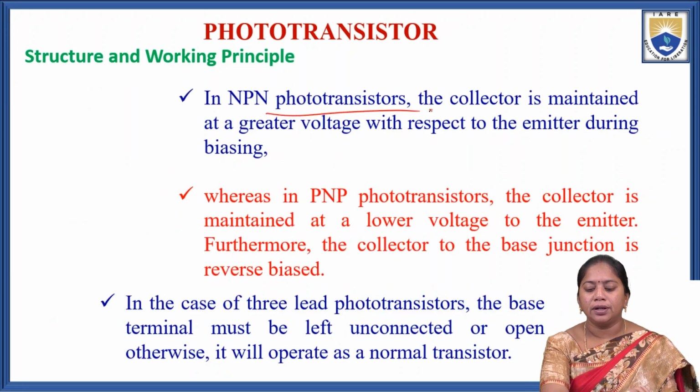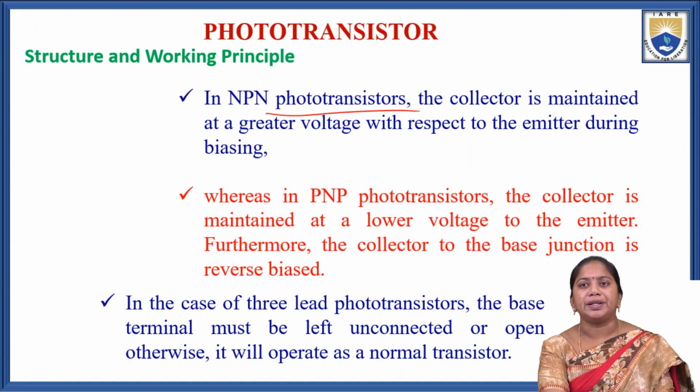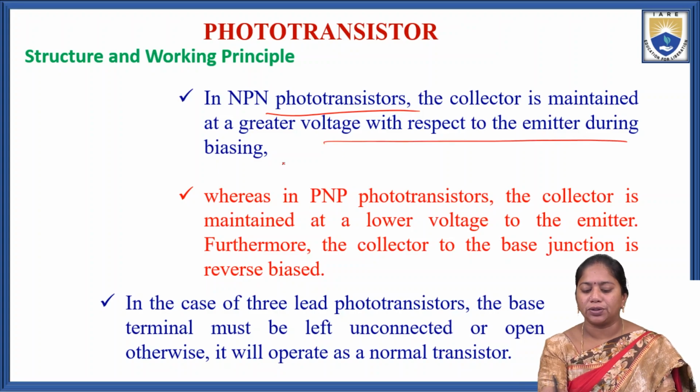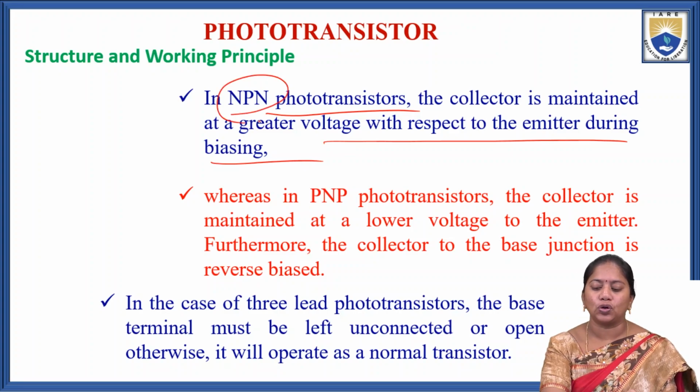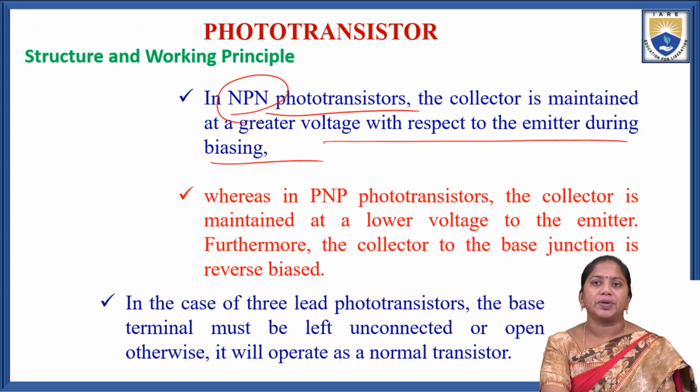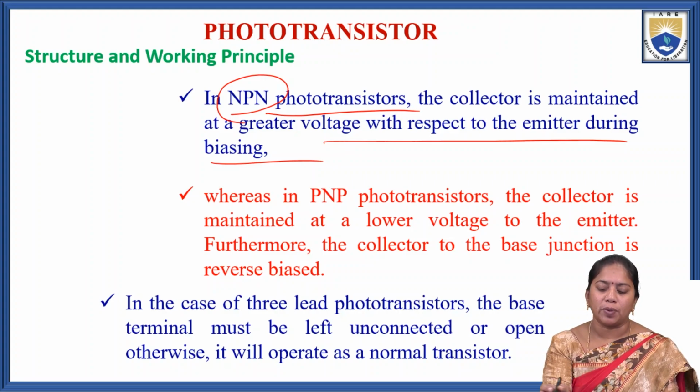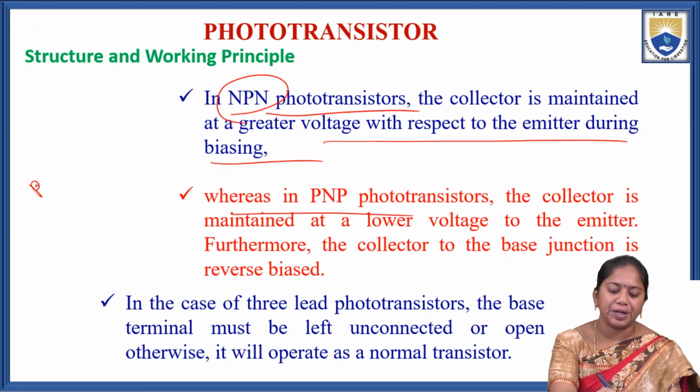In NPN transistors, the collector is maintained at a greater voltage with respect to the emitter during biasing. So in the NPN phototransistor, the collector is maintained at the greater voltage with respect to the emitter during the biasing. Whereas the PNP transistor.